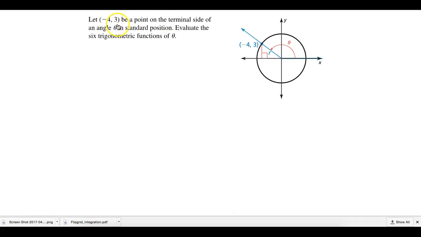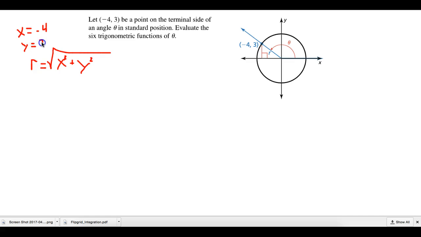Let negative 4, 3 be a point on the terminal side of an angle in standard position. Evaluate the 6 trig functions of theta. All right, well, the first thing we need to do is figure out what r is. So remember, r is just the square root of x squared plus y squared, and we get x and y from our point. So here we've got x equals negative 4, and y equals 3.